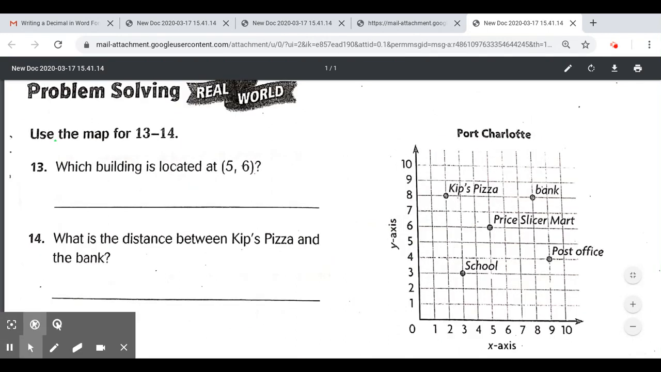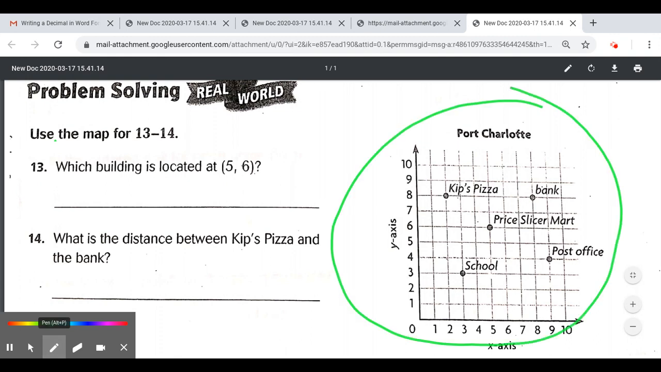All right, for the next one, it says to use the map. By the map, they mean this right here. Number 13 says, which building is located at 5, 6? You are going to go over 5, up 6, and write down the place that is located there. Is it Kip's Pizza? Is it the bank? Is it Price Slicer Mart? You figure that out and place that building on number 13. For number 14, what is the distance between Kip's Pizza and the bank?